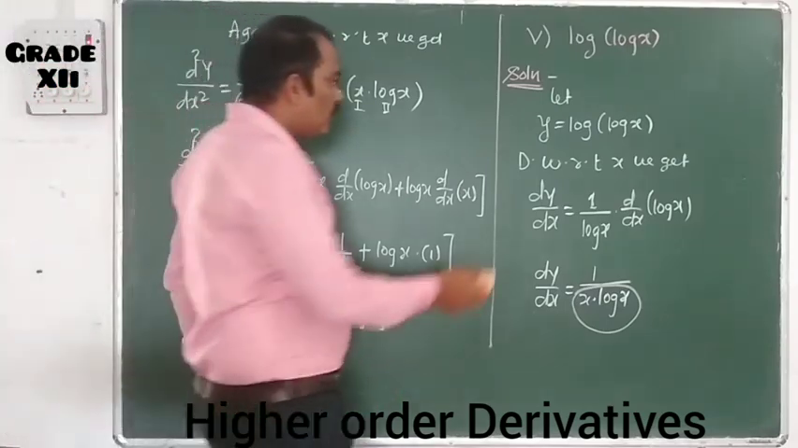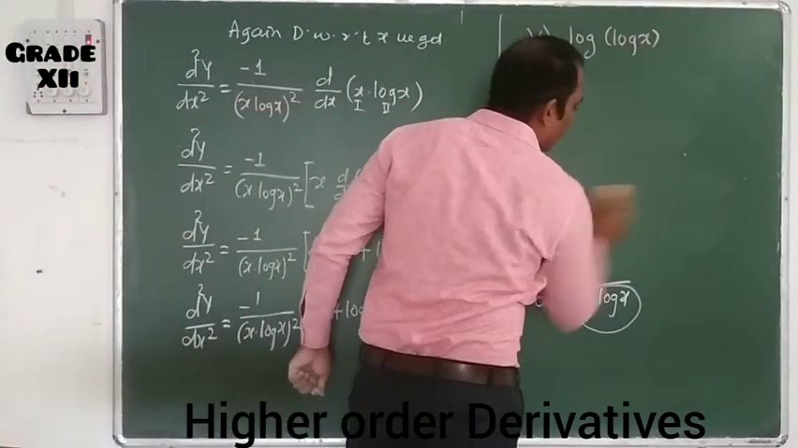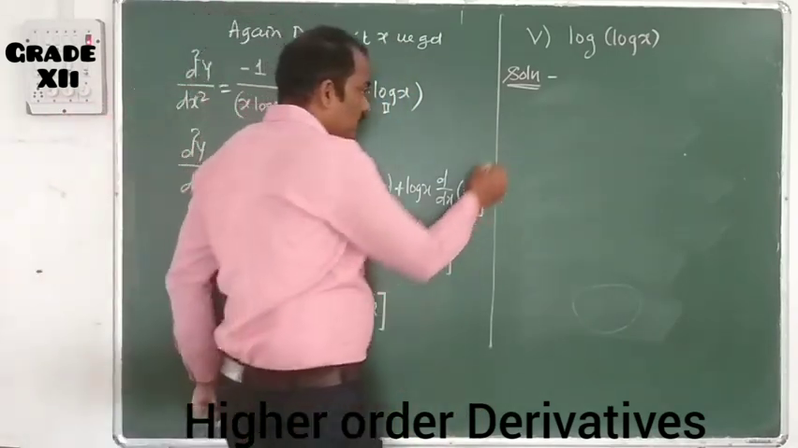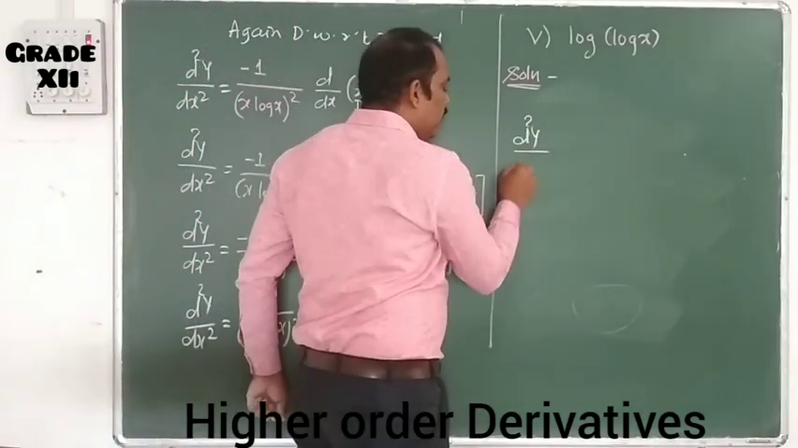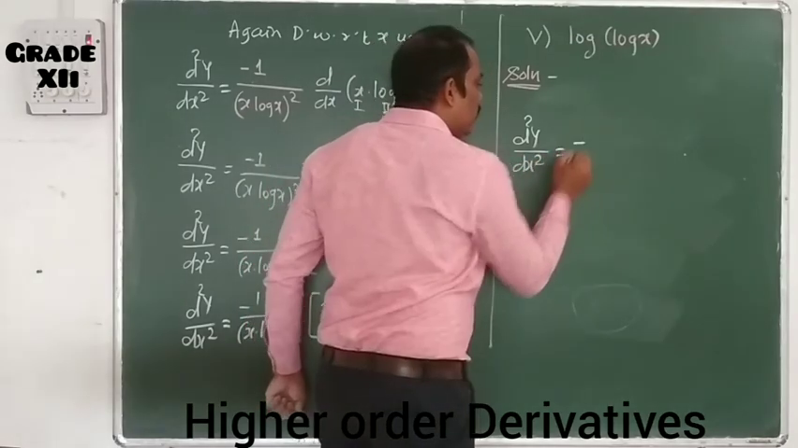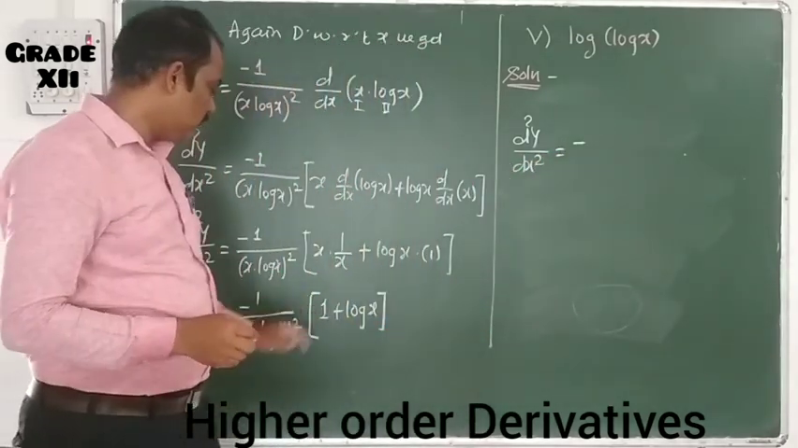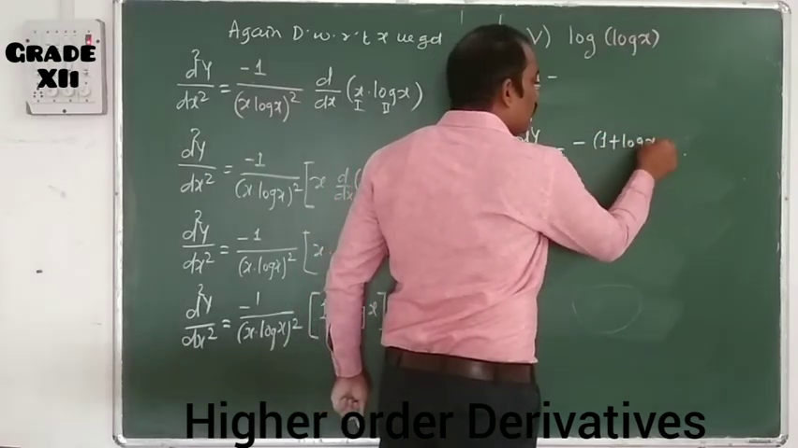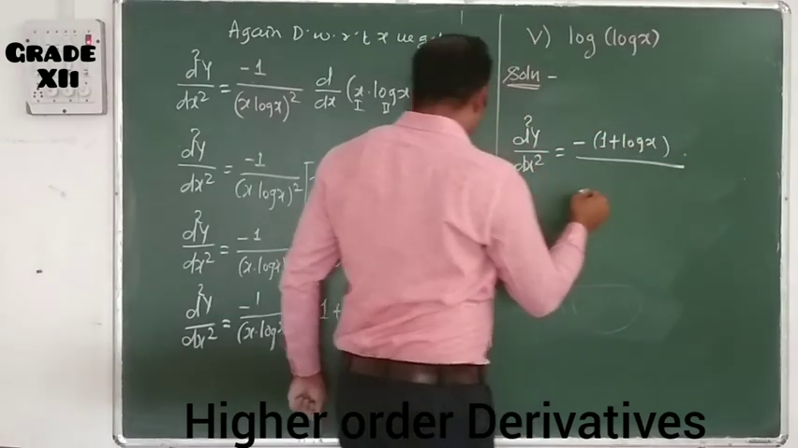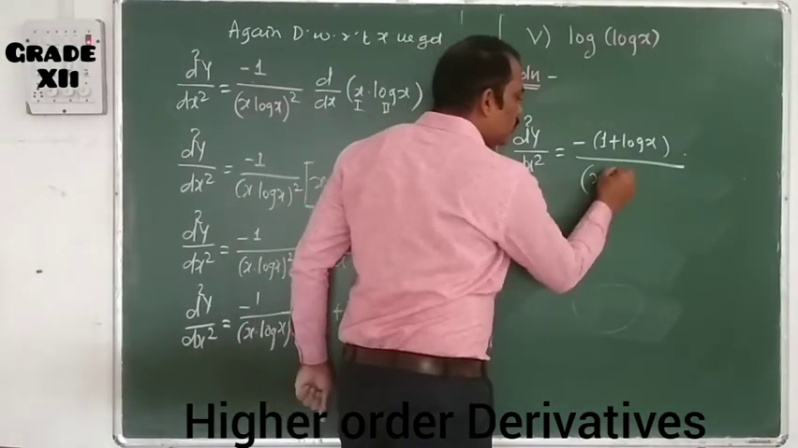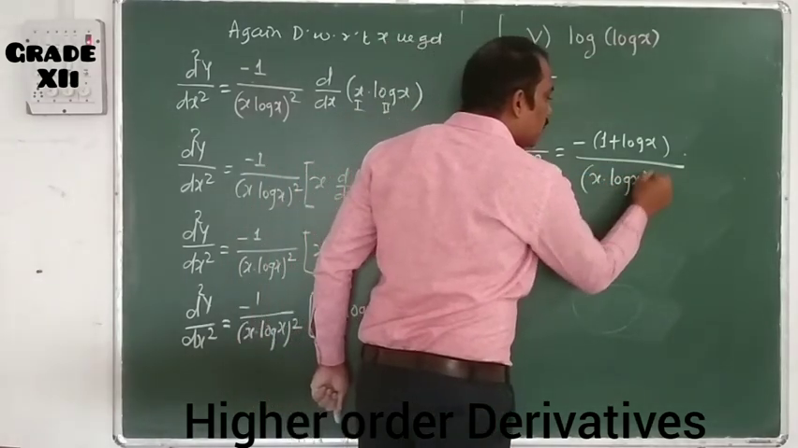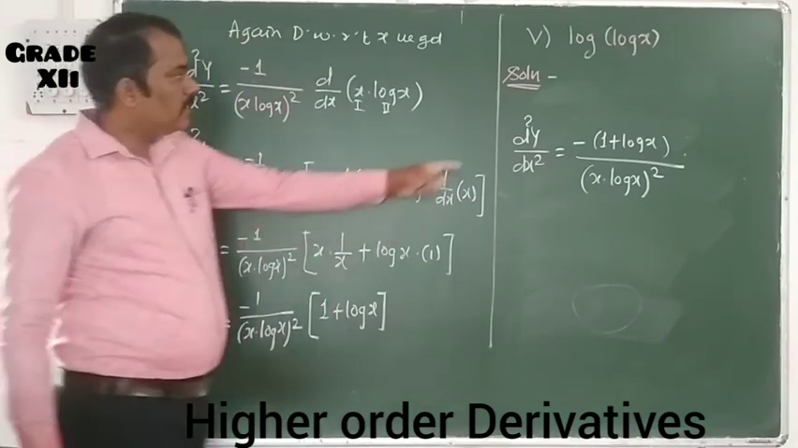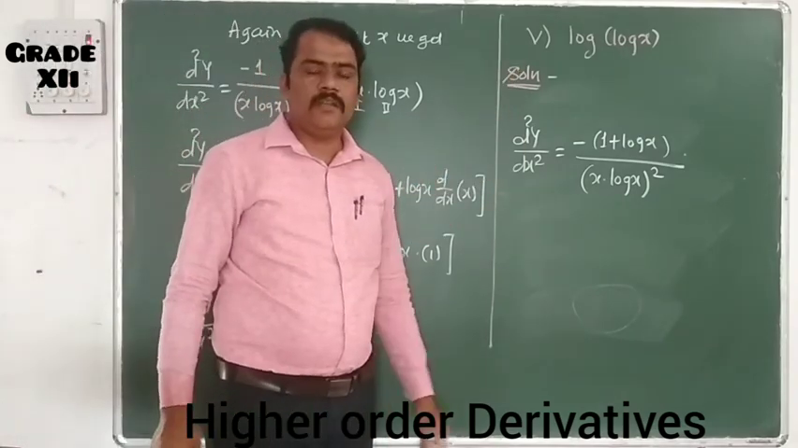This can also be written as d2y by dx square is equal to minus (1 plus log x) divided by x into (log x) whole square, which is the required answer of this example number 5.